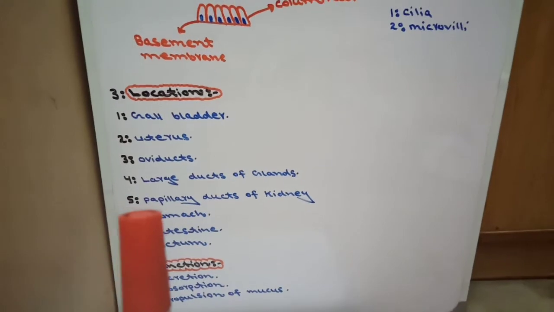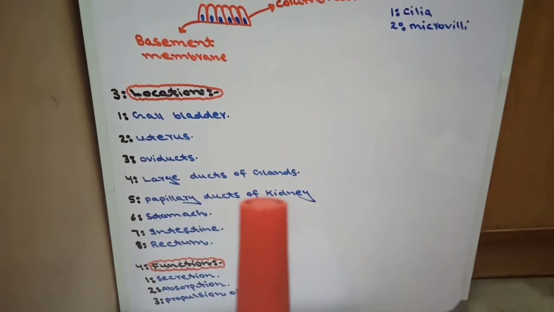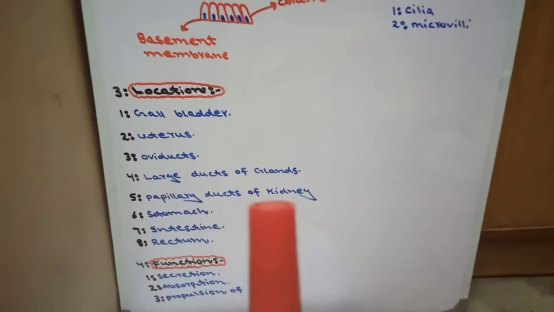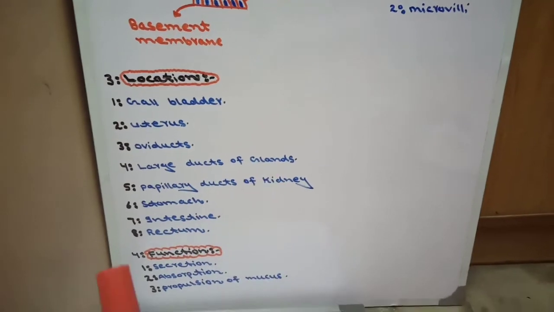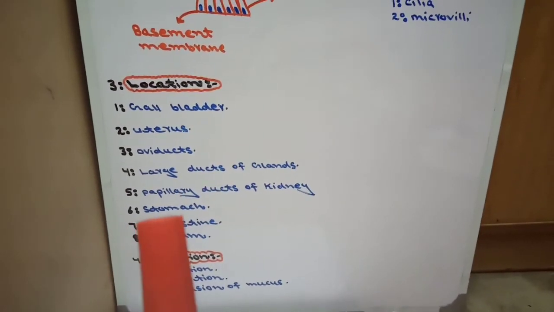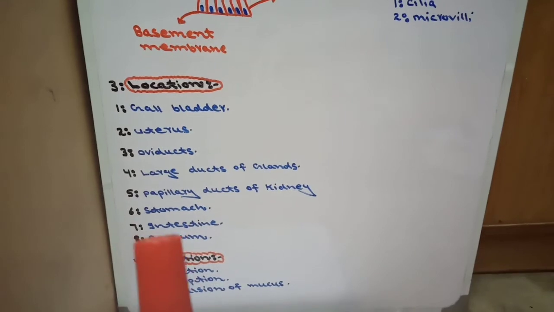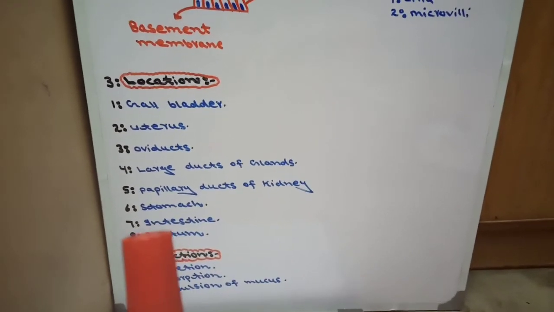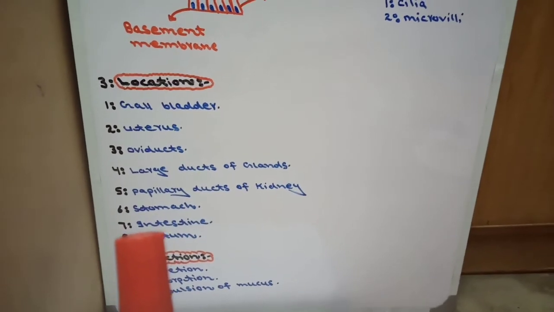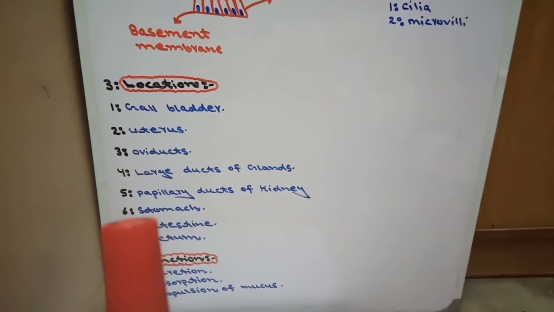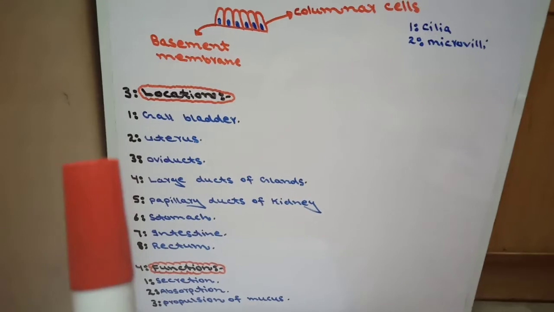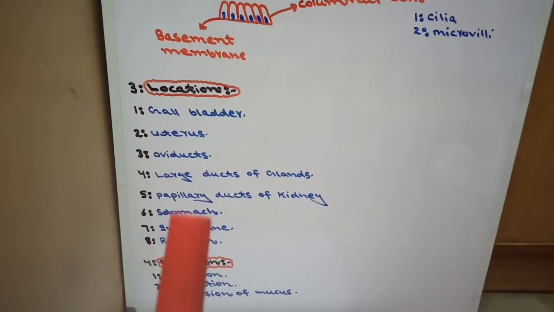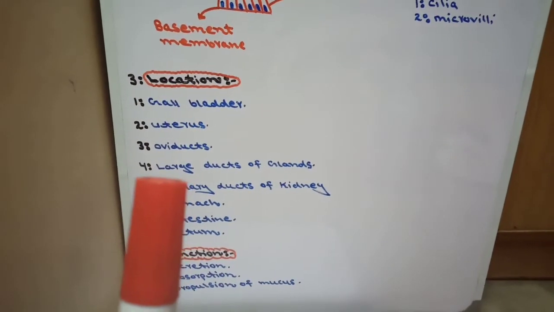The fifth is papillary ducts of kidney. Papillary ducts of kidney are lined by simple columnar epithelium. And number 6 is stomach, 7 intestine, and 8 rectum. Stomach, intestine, and rectum are also lined by simple columnar epithelium. These are the 8 places where simple columnar epithelium is present.